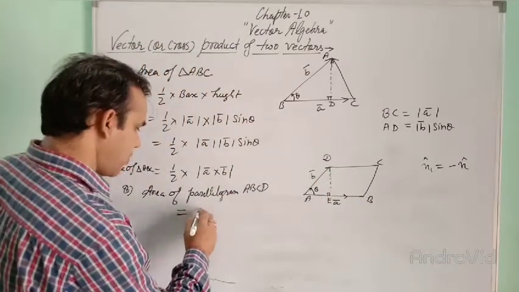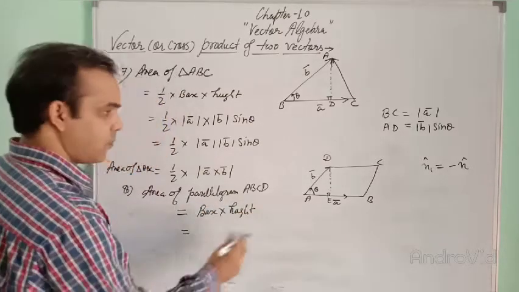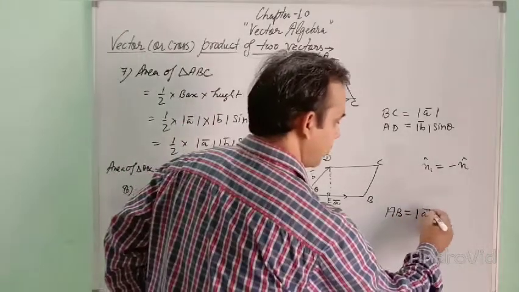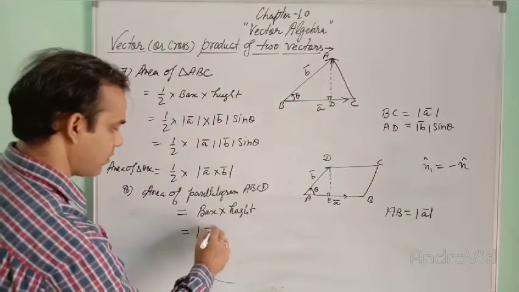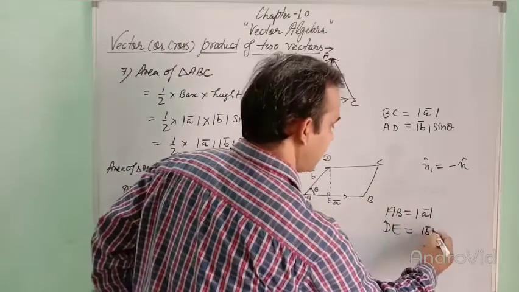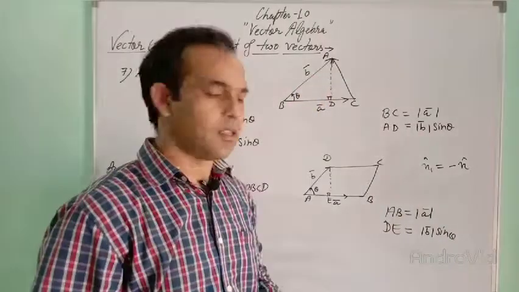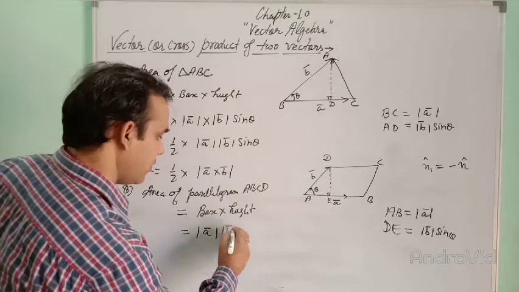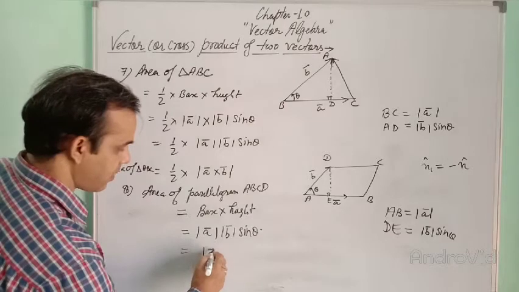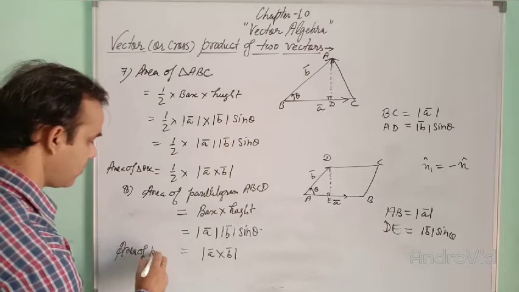So we know that the area of a parallelogram is given by base into height. The base is AB, and AB is equal to the magnitude of the A vector, and the height is DE. So the height DE will become B sin theta, the same way as we found here AD, that is B sin theta. So simply here you see that AB sin theta is the magnitude of A cross B. So it will become the area of the parallelogram.